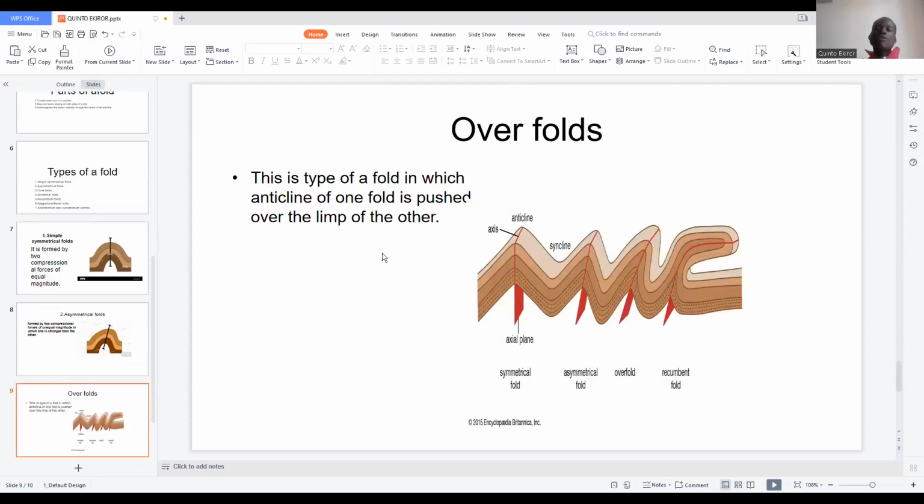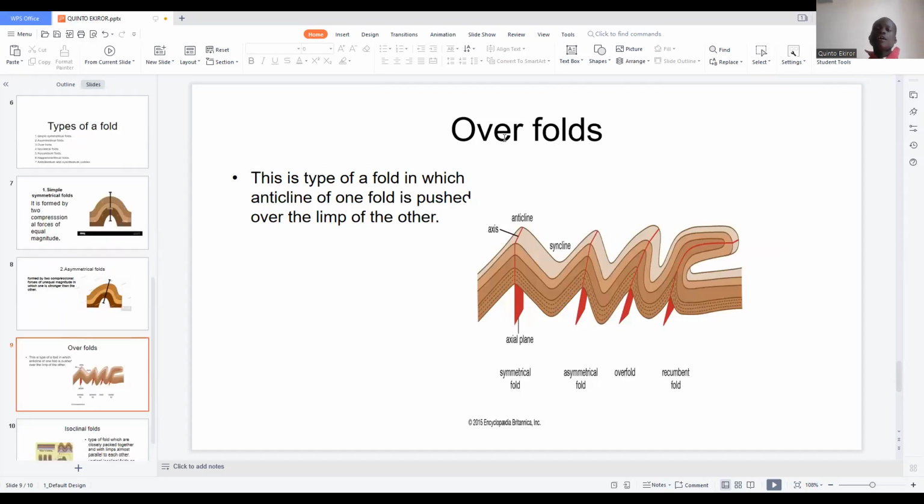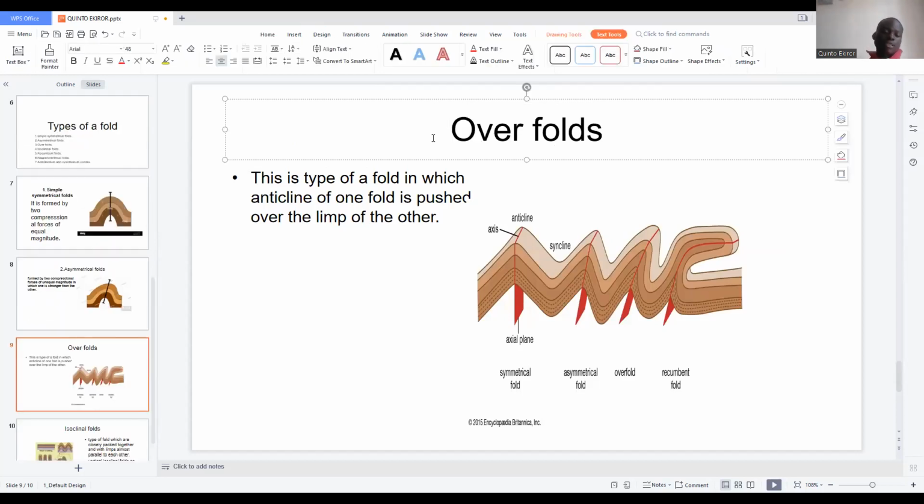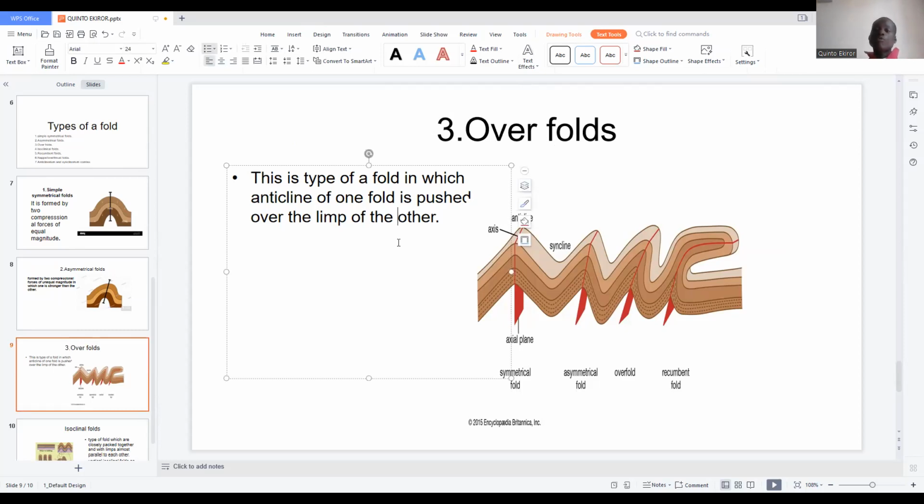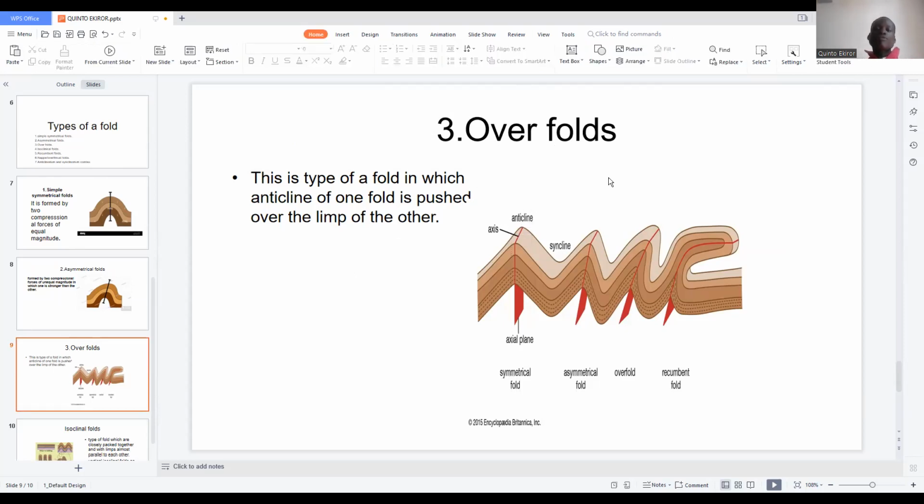Okay, let's see now our third type of fold, which is the overfold. This type of fold is one in which the anticline of one fold is pushed over the limb of the other fold.